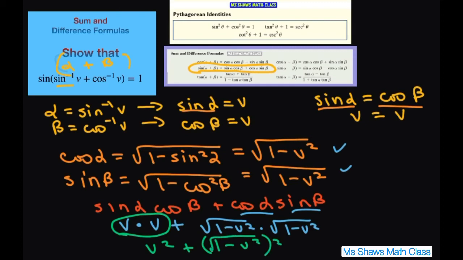So when you square the square roots, you're going to end up getting, I'm going to leave a little space here so we don't lose all our information, v squared plus 1 minus v squared, because the square root just gives you 1 minus v squared. And what happens is the v squares cancel, and we get this equals 1, which is our desired result.